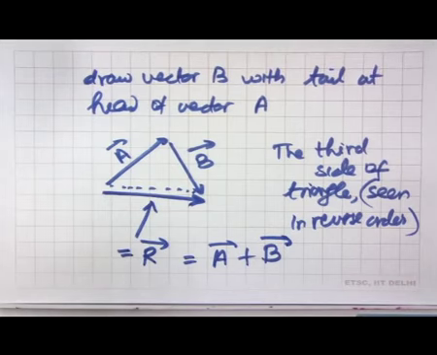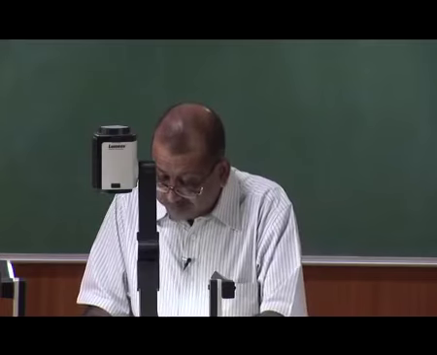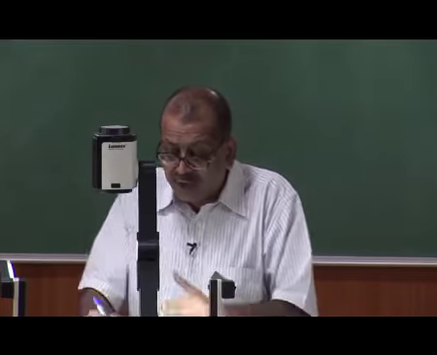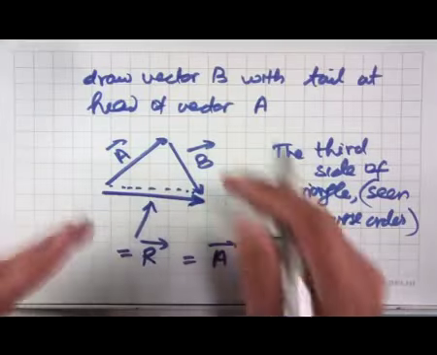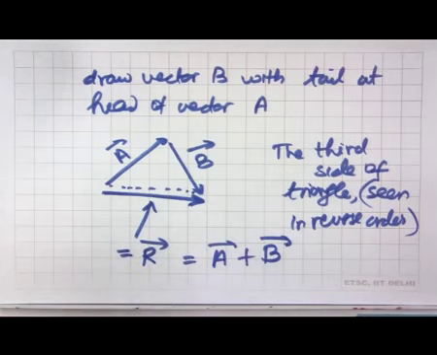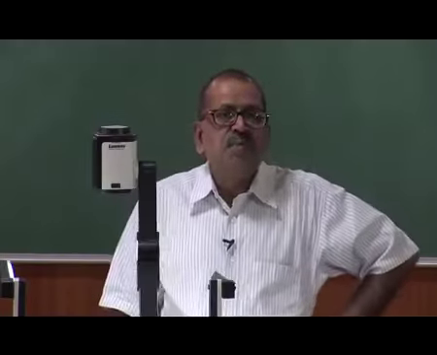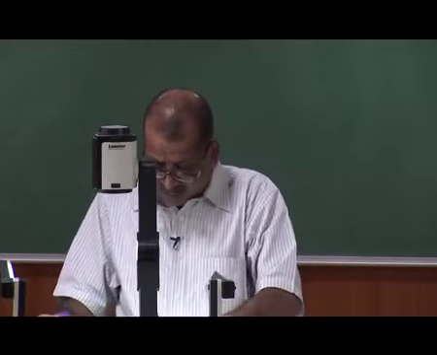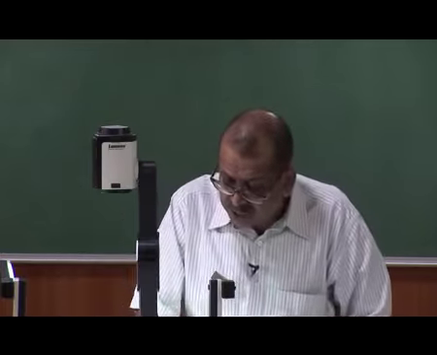So, this is how we get vector addition from the triangle law. This is called the triangle law: we draw the two vectors in the same order, we complete the triangle, and the third side of the triangle in the reverse order gives us the sum of vectors A and B. Now, we have seen what is A plus B.